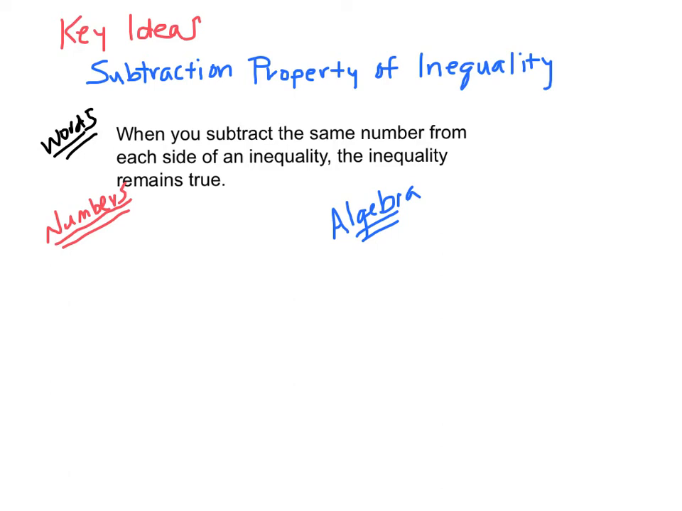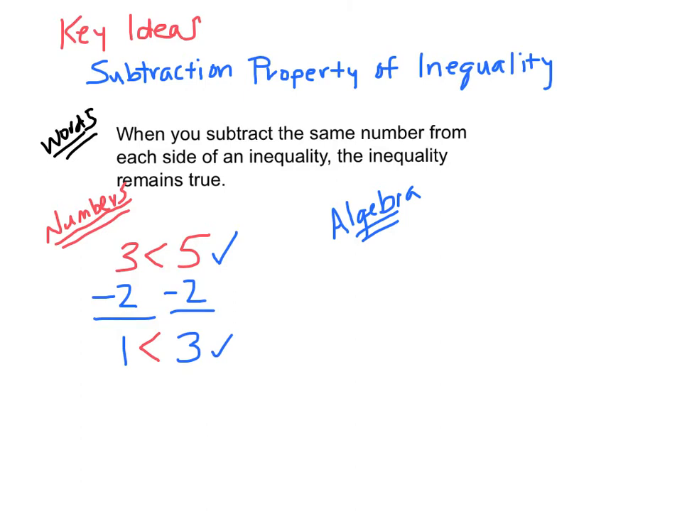So the key idea to continue is the subtraction property of inequality. Basically it's the same thing as the addition, only we're subtracting. When you subtract the same number from each side of an inequality, the inequality remains true. So looking at this with numbers, if we had 3 is less than 5, and then we were to subtract away 2, over here it would be 1. We would keep the same inequality sign. And then we do the same thing over here. We subtract 2. 5 minus 2 is 3. Is 1 less than 3? Yes. Is 3 less than 5? Yes. So it still remains true.